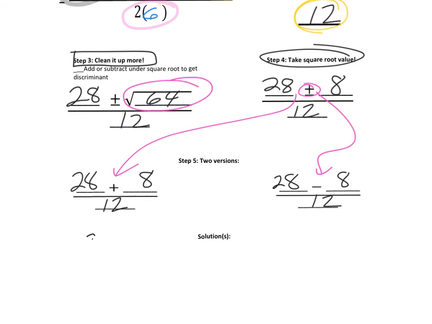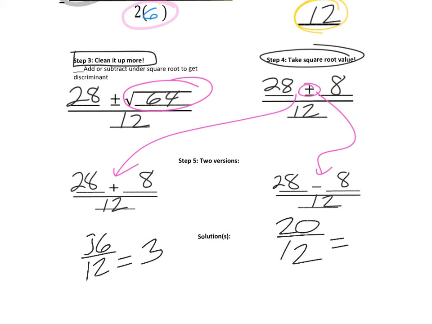So 28 plus 8 is 36. 36 divided by 12 is 3. 28 minus 8 is 20. 20 over 12, I'm just going to simplify that fraction. I'm going to leave it as a fraction, 5 over 3. So my two solutions are 3 and 5 over 3.